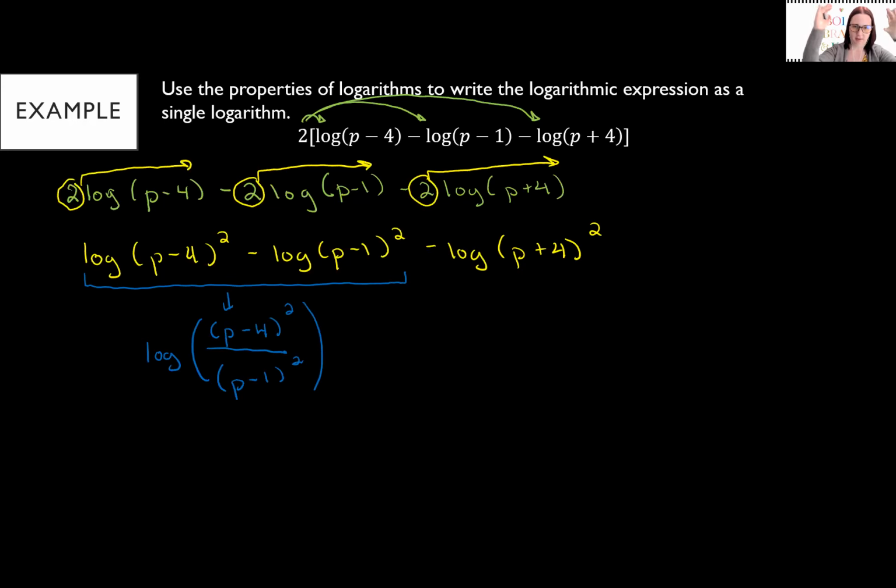So I've got, it looks kind of messy with lots of parentheses. And you don't really need those outside parentheses other than just to make sure that, like, if you had to type it somewhere that you have it correct. And then I've got log of (p plus 4) squared.